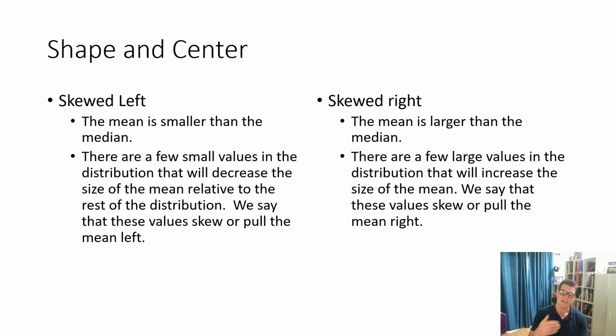On the other hand, if we say something is skewed right, we mean that the mean is larger than the median. There are a few large values in the distribution that will increase the size of the mean. So basically we're moving towards that right-hand side, okay? And so we say that these values skew or pull the mean right, okay?